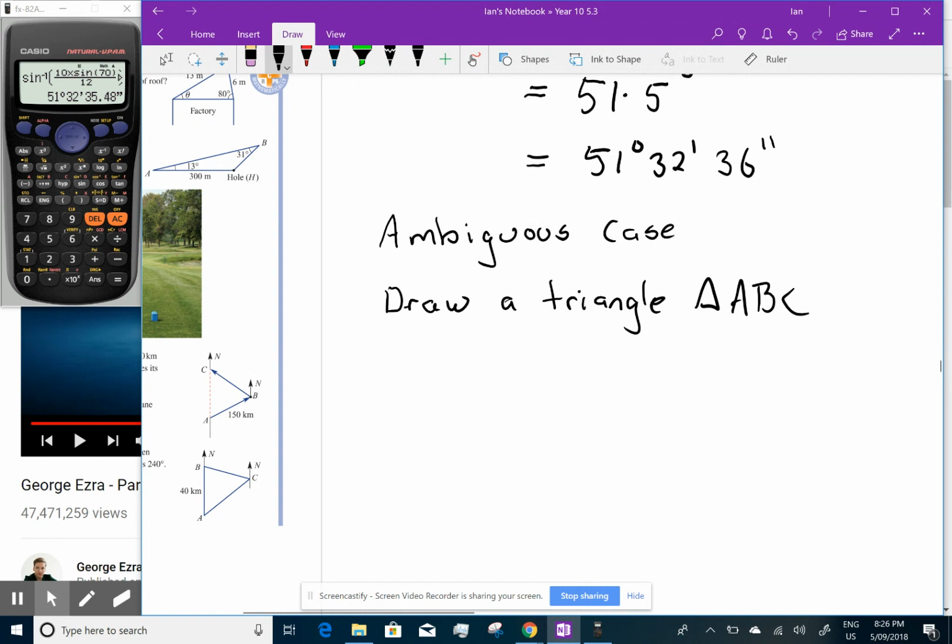I'm just getting the stuff up from yesterday. And I want my angle A to be 30 degrees. I want AB to equal 4 centimetres or 4 units. And I want BC to equal 3.